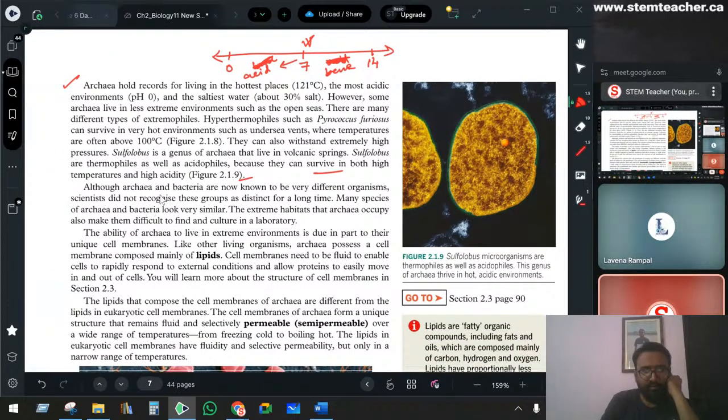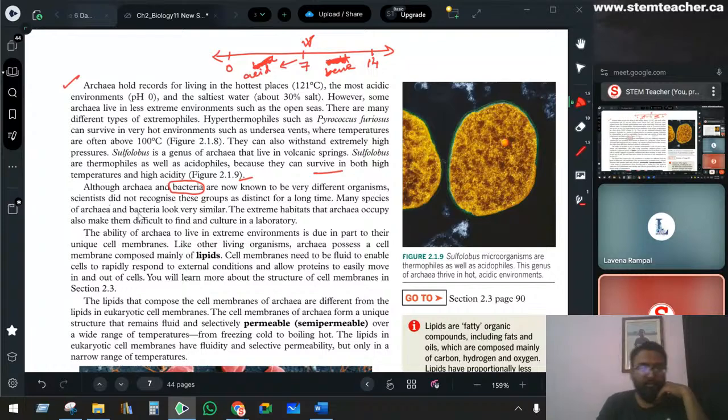Next, although archaea and bacteria are now known to be very different organisms, they were not. For bacteria, the temperature should be normal, and only then their growth will be possible. Archaea is different. It is possible totally in extreme situations. So both are different organisms.